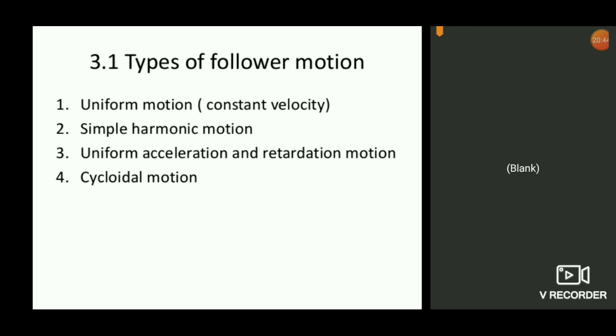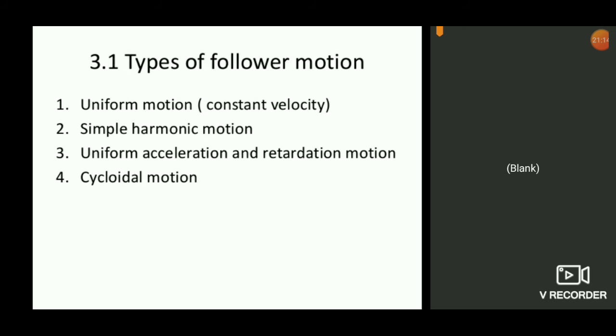Your follower will be moving with a uniform motion, that is constant velocity, or it may move in simple harmonic motion, or it can uniformly accelerate, reach one position, keep that position for some time, and uniformly decelerate or retard. Or it can move along a cycloidal curve, just like a curve in the form of a cycloid. So in these 4 types you can have the follower move.